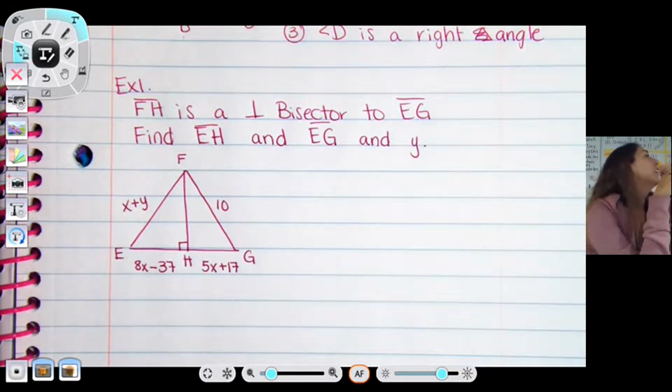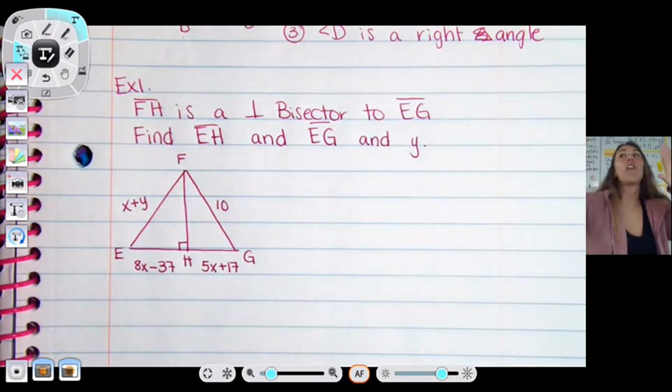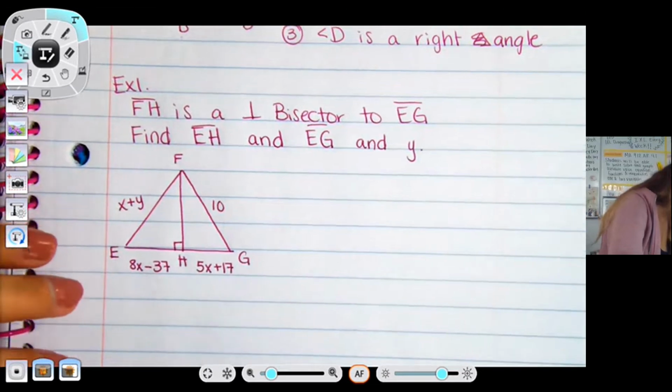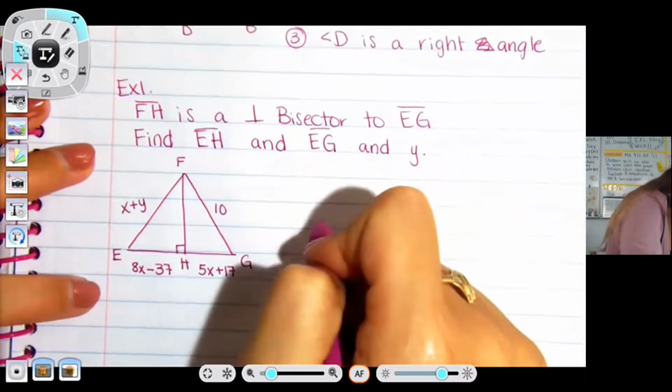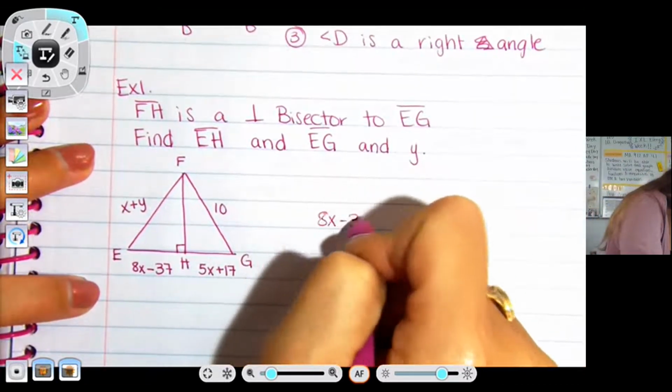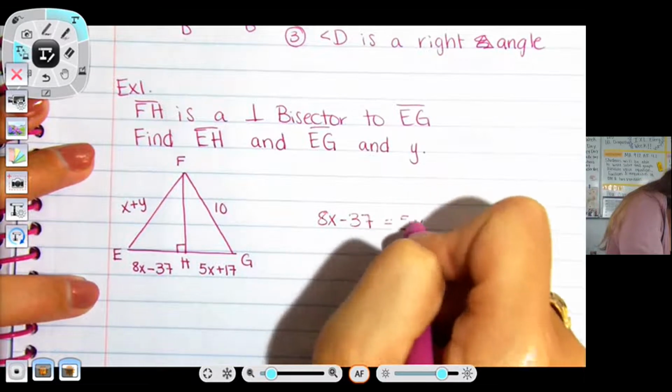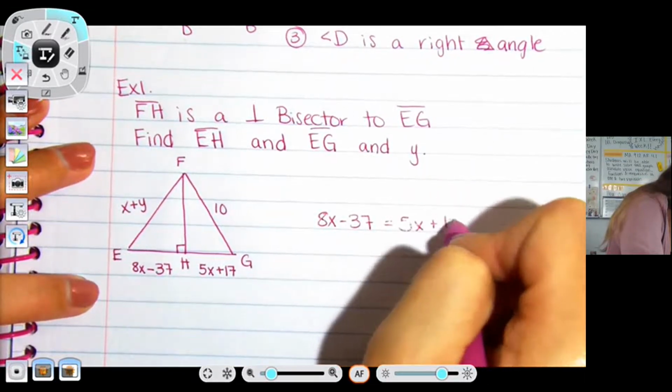Does anybody have an idea of where to start? Just in case somebody's lost. Ayla, tell me. You said 8x minus 37 equals 5x plus 17. Okay, perfect. If you're lost in the sauce, this is where you need to start.